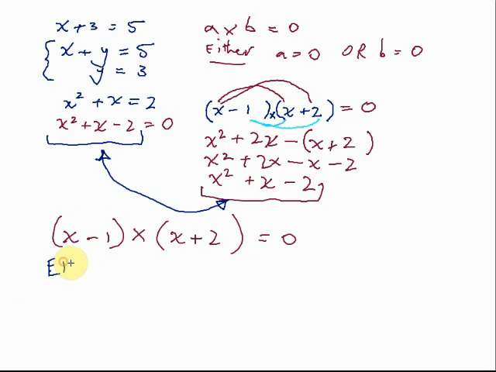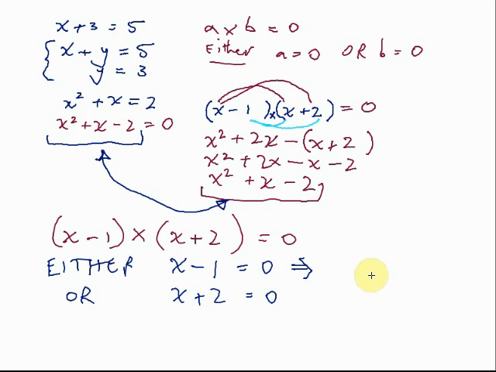Either, this is our first case, either x minus 1, which is our first number over here, is equal to 0, or x plus 2 is equal to 0. And if x take away 1 is equal to 0, what is x? What does that give us? Well, let's point an arrow so that we know where we're going with this. Well, let's add 1 to both sides. x minus 1 plus 1 is x, is equal to 0 plus 1, which is 1.